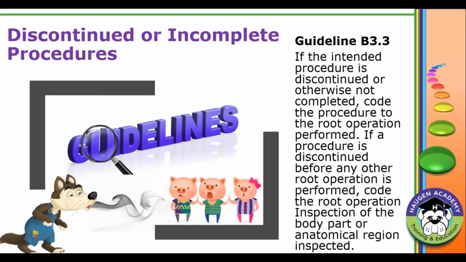Let's talk about discontinued or incomplete procedures, because I think a lot of times in the inpatient setting we may see this where they start to do a procedure through a bronchoscope and then for some reason they have to discontinue it, or it is considered an incomplete procedure. So remember that if the intended procedure is discontinued or not completed, and there's not a root operation that fits the procedure that was done, meaning there seemingly is nothing to code, then you would assign the root operation inspection.